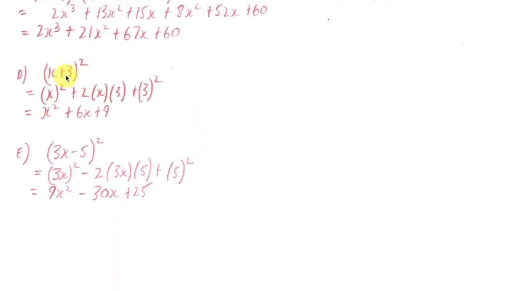D, positive version of the perfect square rule, so x plus 3. So it's x squared plus 2 lots of the x times the 3 plus the 3 squared, and it ends up being this. Of course, you could apply FOIL to that too. The negative version, 3x minus 5 all squared. So I take the 3x and square it, not just the x, but the 3x, and square it, minus 2 lots of the 3x times 5 plus 5 squared. It becomes that.